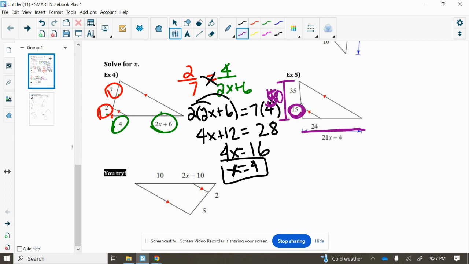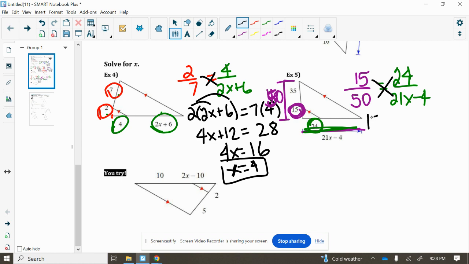And I could say this piece here of this triangle is 15. That corresponds to that whole side, which is 50. The same way on this one, this top piece of the triangle, 24, corresponds to its whole side, which is 21x minus 4.